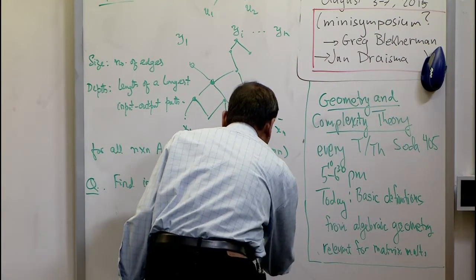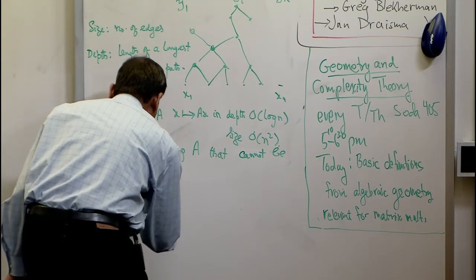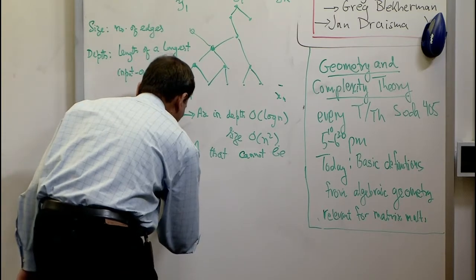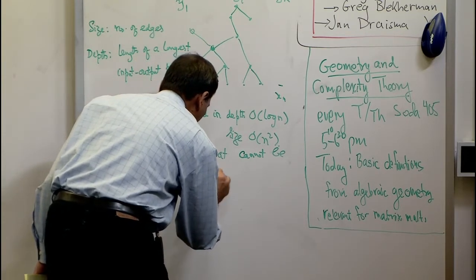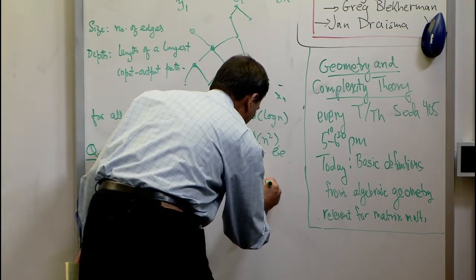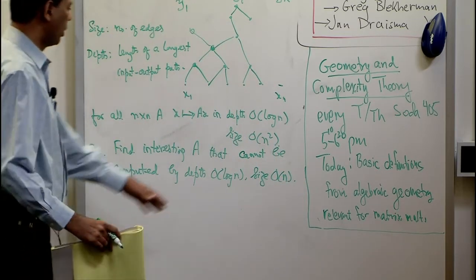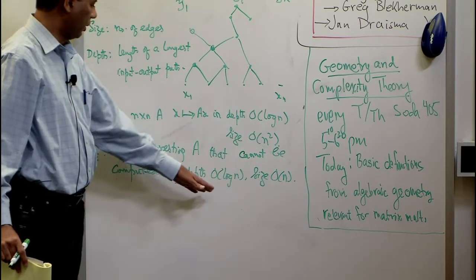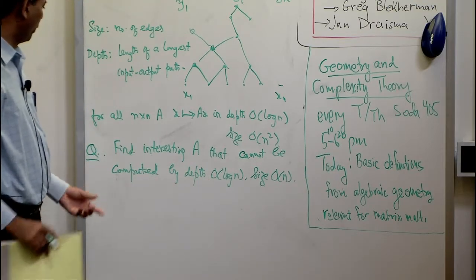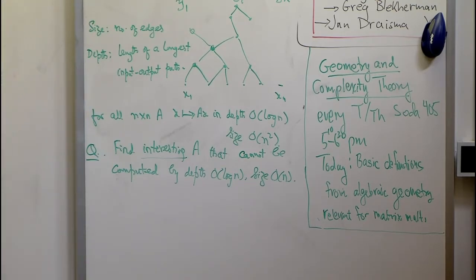That cannot be computed by depth log n, so we don't sacrifice depth, but size we want to be linear. So small circuits of logarithmic depth, and you want to show that such circuits cannot compute some explicit linear transformation. So that's the lower bound question that we would like to solve.